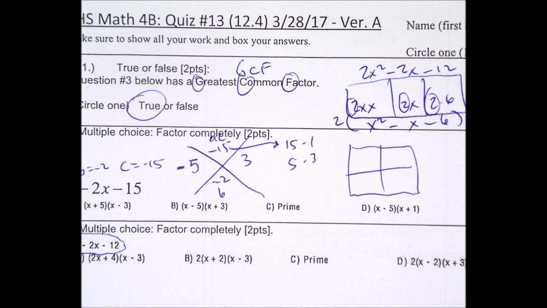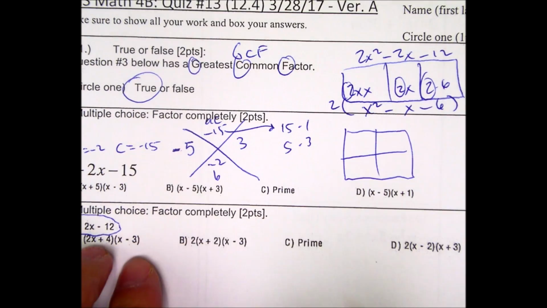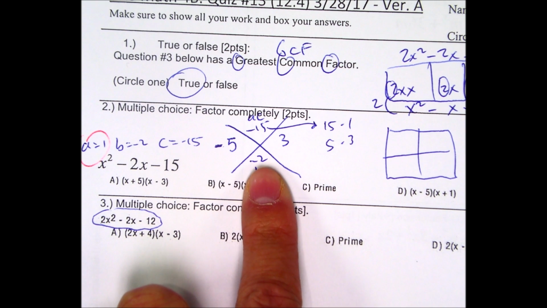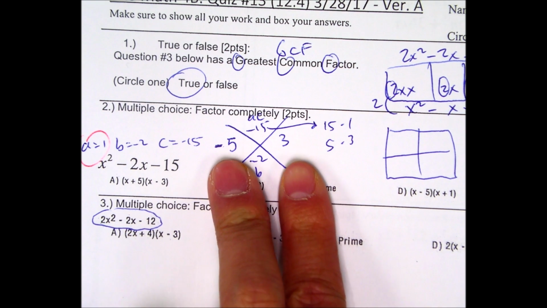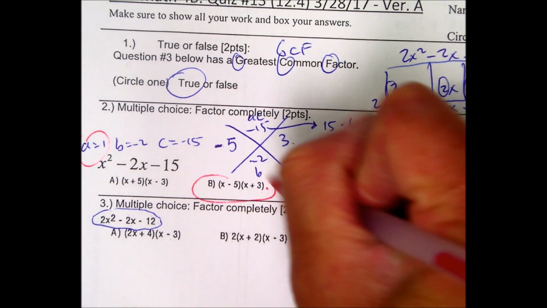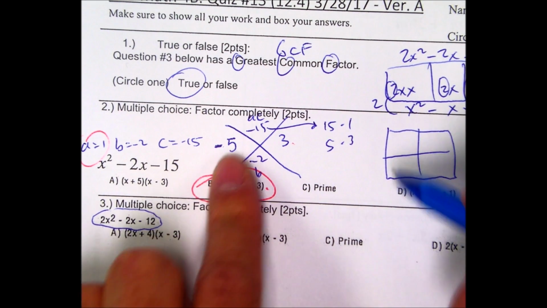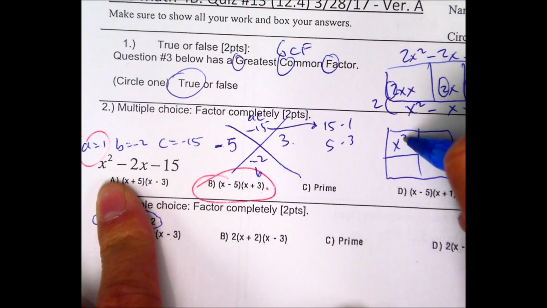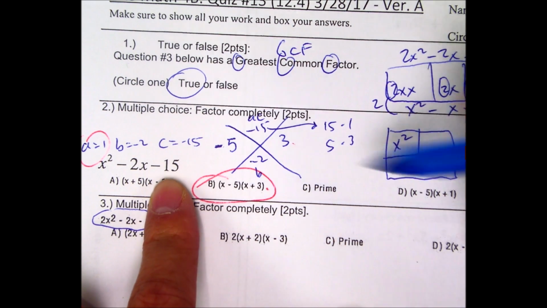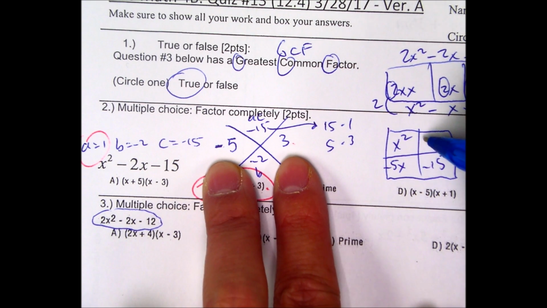Now if you recognize the pattern, when your a value is equal to 1, you only have to do the x. And you're just looking for those two, positive 3 and negative 5. Your answer is B. Now if you don't see that shortcut, you can still fill out the box. Top left, x squared always. Bottom right, negative 15. Always. That's your c value. Then I'm going to put in these two, but go ahead and add an x.